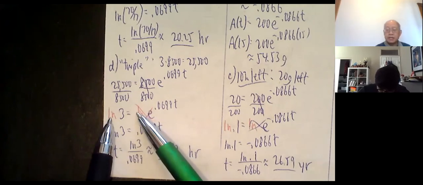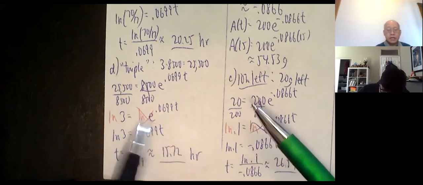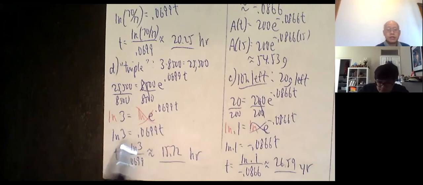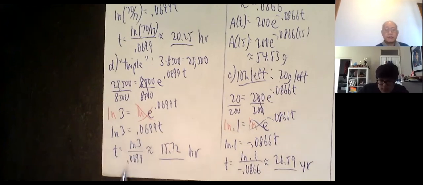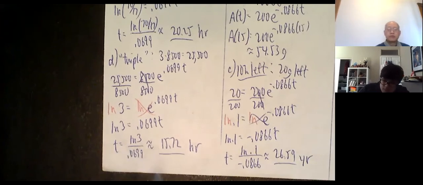ln. Notice a common theme shows up over and over again for these kinds of problems. Okay, ln and e cancel out. Natural log of 3 is 0.0699 t, divided by 0.0699. Punch it in your calculator. 15.72 hours. Again, a fractional or decimal time is okay.